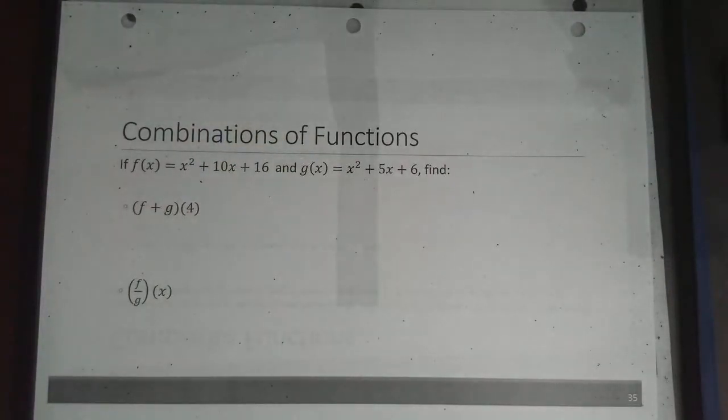We're given if f of x is equal to x squared plus 10x plus 16, and g of x is equal to x squared plus 5x plus 6, we want to find f plus g of 4, and we want to find f over g of x. So starting with f plus g of 4, you may have noticed at this point, it's usually easier to plug your value into each function separately and then combine them.